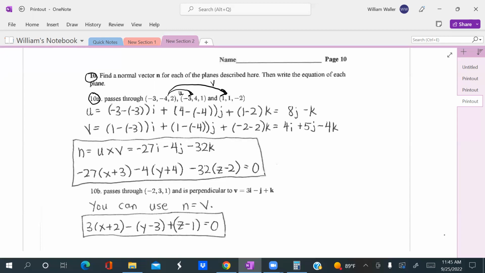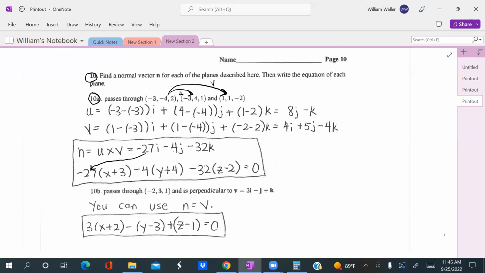Here's the formula. Just take the I component of your normal vector and multiply it by x minus the x coordinate of one of the points that you're given in the plane. I used the first point, but we could have used this point or this point. So we got minus 27 times x minus a minus 3, because this x coordinate is minus 3. That turned out to be x plus 3.